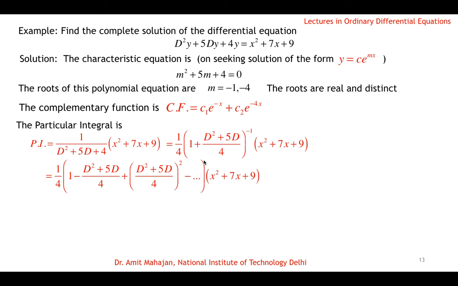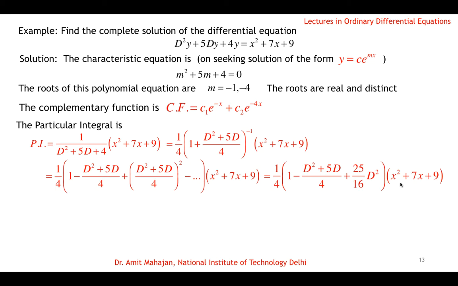And the next term will be whole cube, so the minimum power will be 3. Derivative 3, so all the terms after this when operated on this will be 0. So these two terms and only one term from here, 25 d square by 16. So these four terms will give the value. So 1 by 4, this 1 minus d square by 4 plus or minus 5 d by 4, and from here 25 d square by 16. So this 1 multiplied by this, minus 1 by 4 second derivative of this, plus minus 5 by 4 first derivative of this, 25 by 16 second derivative of this.